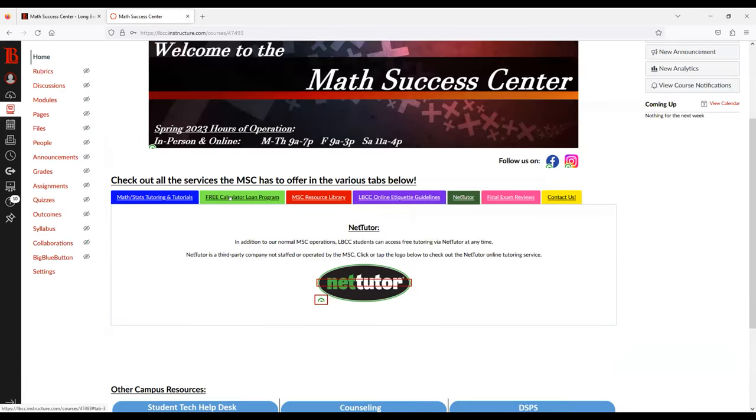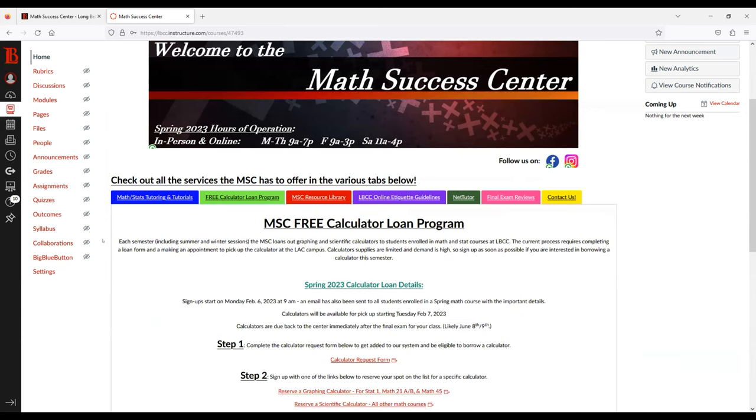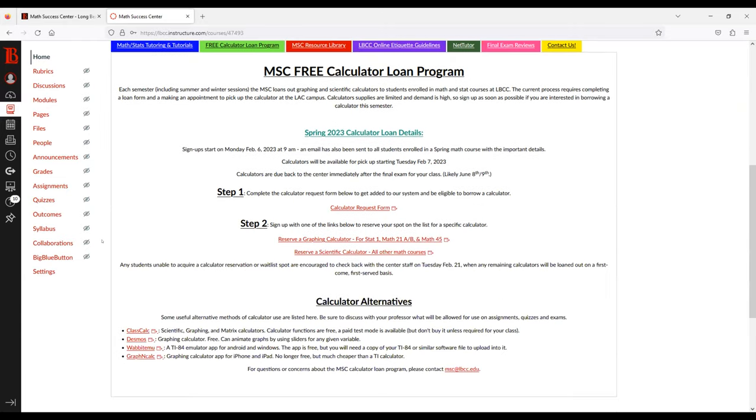We also have our free calculator loan program. We don't mail our calculators, so you would have to come in to the center to pick up the calculator. We started the sign-up sheet on Monday the 6th. That sign-up sheet closed that night and everybody else was diverted to the waitlist. And those on the waitlist were contacted yesterday if there was a calculator available for them this week. And then starting next Tuesday, the 21st, all calculator loans, graphing and scientific, are going to be first come, first serve. So if you still need one, that would be the time to come.